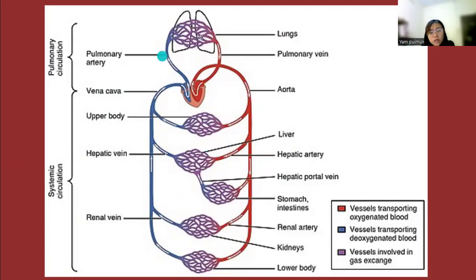So you can see here the blood changes from blue color to red color, and from red color to blue color, because the oxygen is diffused to our body cells and then it becomes deoxygenated.